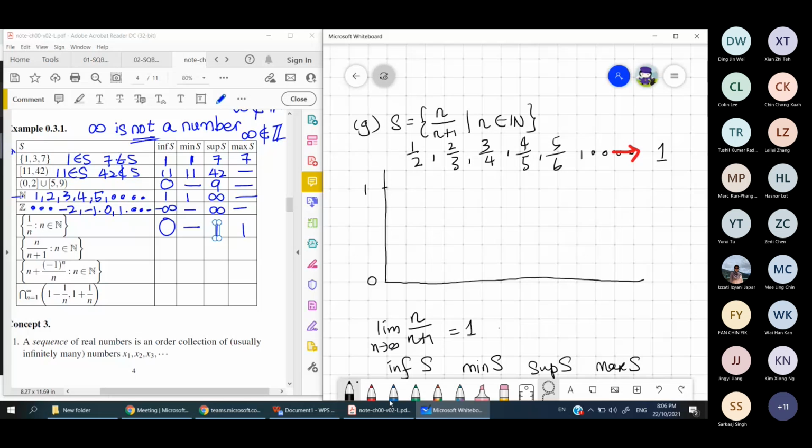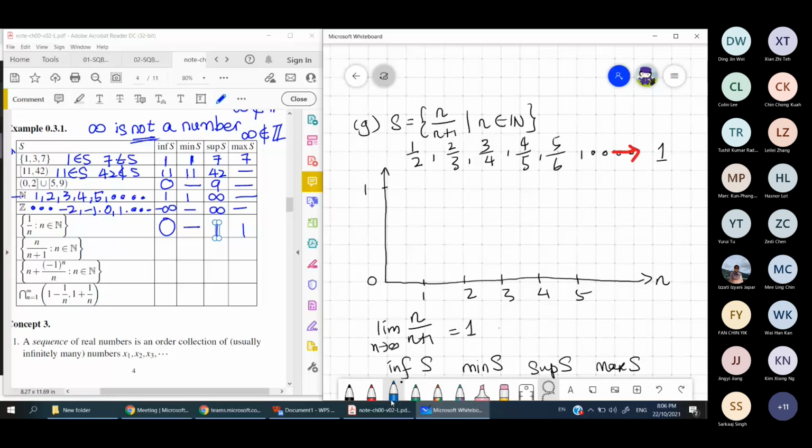Okay, let's plot the graph for it. So we do the same, 1, 2, 3, 4, 5. So this is our n. Okay. So when n is 1, we get half, which is somewhere here. Okay, not a good one. Okay, so maybe put it a little bit higher.